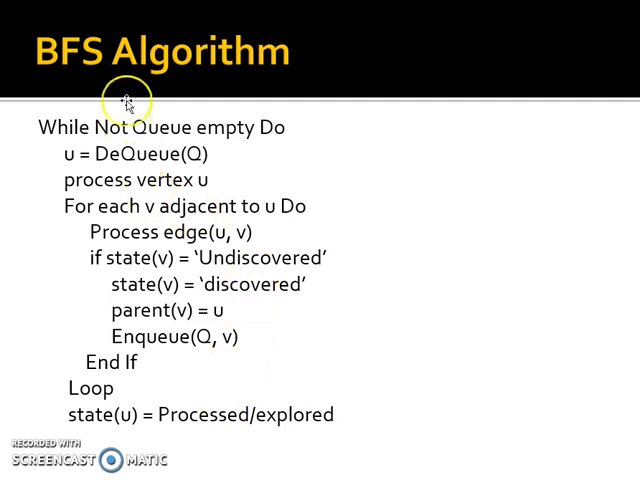So that algorithm: while the queue is not empty, do U equals dequeue the queue Q, process the vertex U. For each V adjacent to U, do process the edge U, V. It sounds like a bit of a rhyme. That's the algorithm, and this is where this video will end, just giving you that little introduction of what the algorithm looks like.